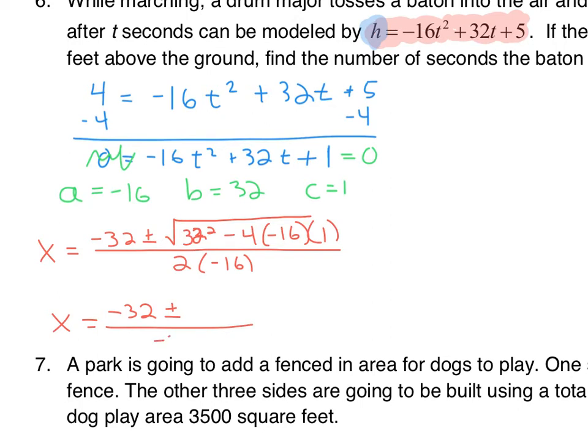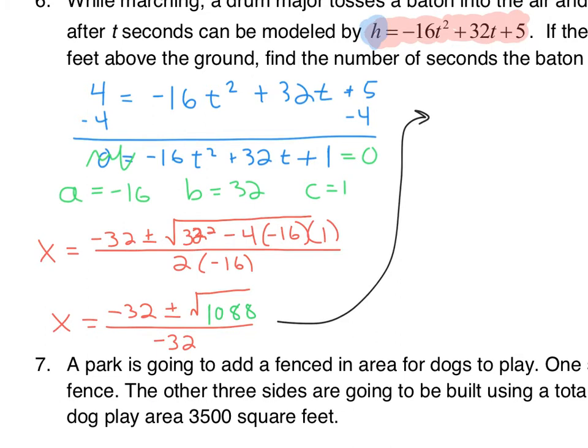2 times negative 16 is negative 32. Okay. Time to simplify that radical. This radical's still going to be in place, but when I type in 32 squared minus 4 times negative 16 times 1, I get 1,088. Now if you're ahead of me here, you've taken the square root of 1,088. It doesn't work out perfectly to be a nice perfect square, but it works out pretty nice.